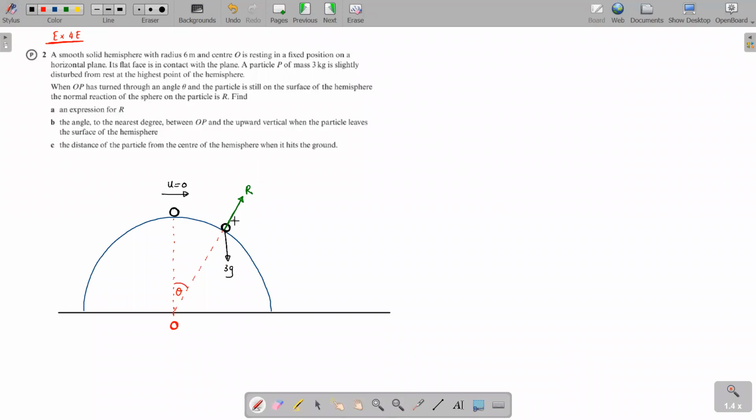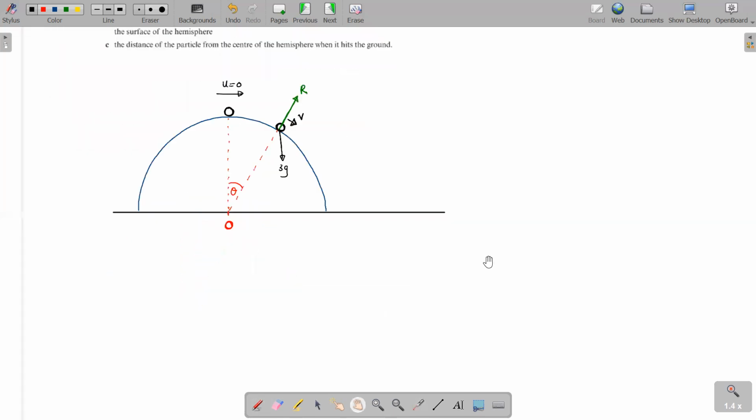At this point, it will achieve some kind of speed. Let's say that speed is v. So we are supposed to find an expression for R. In this question, it's the same as the previous case, but instead of working with tension, you have normal reaction. In the previous cases, when we were working with rods and strings, we had tension to deal with. Here it's the same story, but you just have to work with the normal reaction. So again, we will go for the law of conservation of energy.